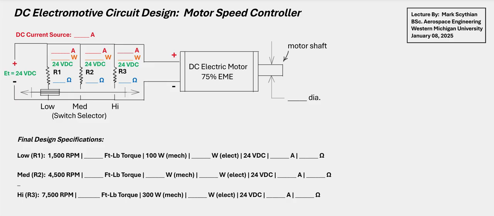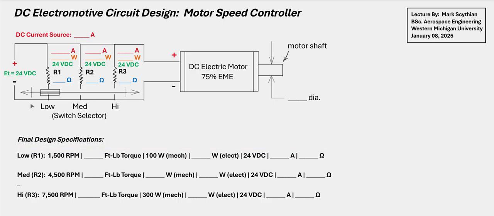So the title of this video is DC Electromotive Circuit Design: Motor Speed Controller. This is a motor speed controller lecture on the circuit design. And so first we have to identify the design goal.